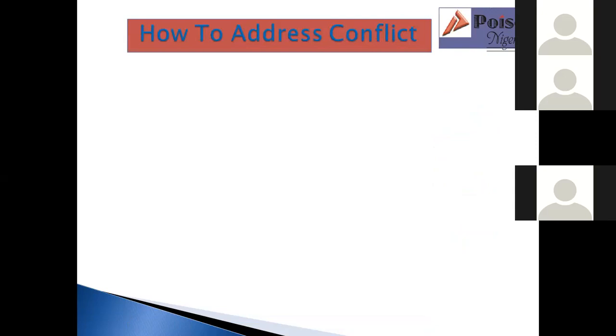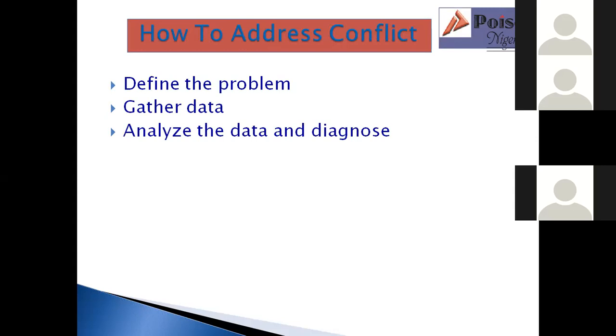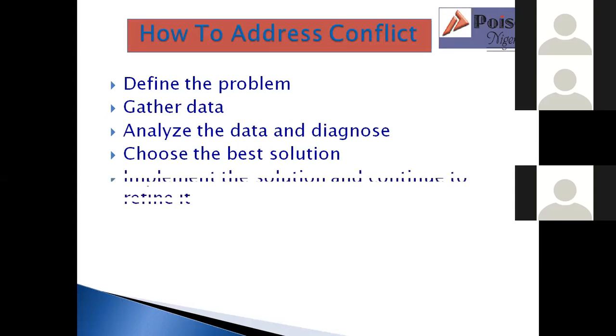So how do we address these common conflicts? How do you address them? Now, the best way to address conflicts in the workplace is to first define the problem. Find out what is the underlying problem. What is the underlying issue in the workplace? And then gather enough information. Never resolve conflicts based on assumptions. Please gather enough data, gather enough information, gather facts so you can base your decisions or your actions on facts. And then you analyze your data, diagnose it, weigh the pros and cons of the information you gathered, and then choose the best solution available at the time to resolve that conflict.